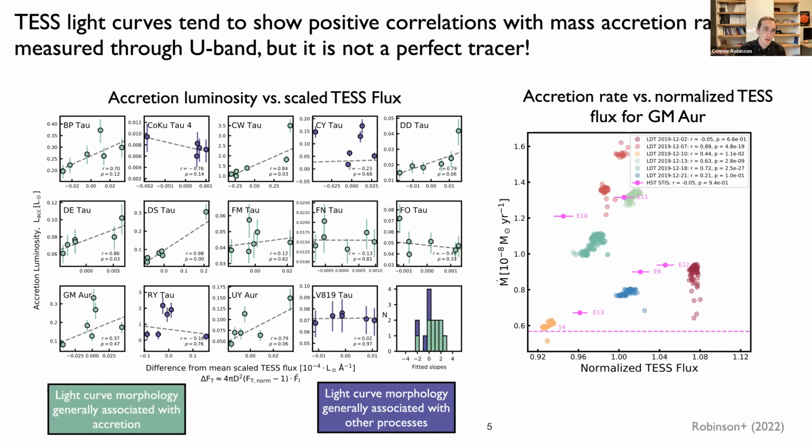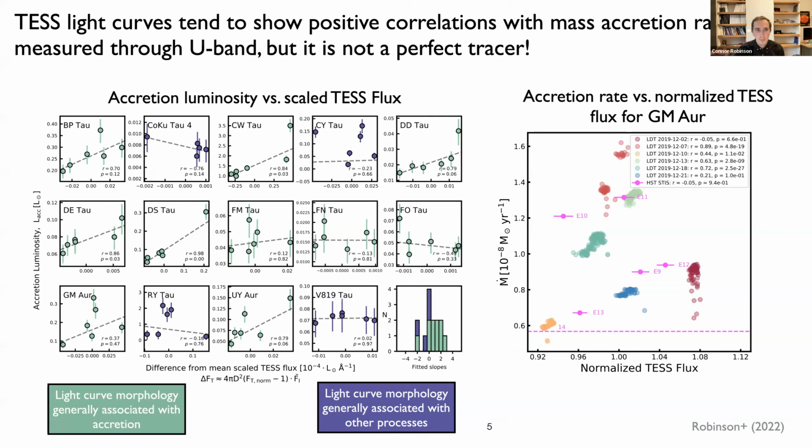So these were our results of comparing TESS against mass accretion rate as measured through these other tracers. On the left, I'm showing our LDT data compared to our TESS flux. On the x-axis is TESS flux, and on the y-axis is the accretion luminosity. The points in green are light curves with morphologies that have been identified as typically associated with accretion, whereas the ones in purple are morphologies that are typically associated with other things, like differential occultation or rotation.